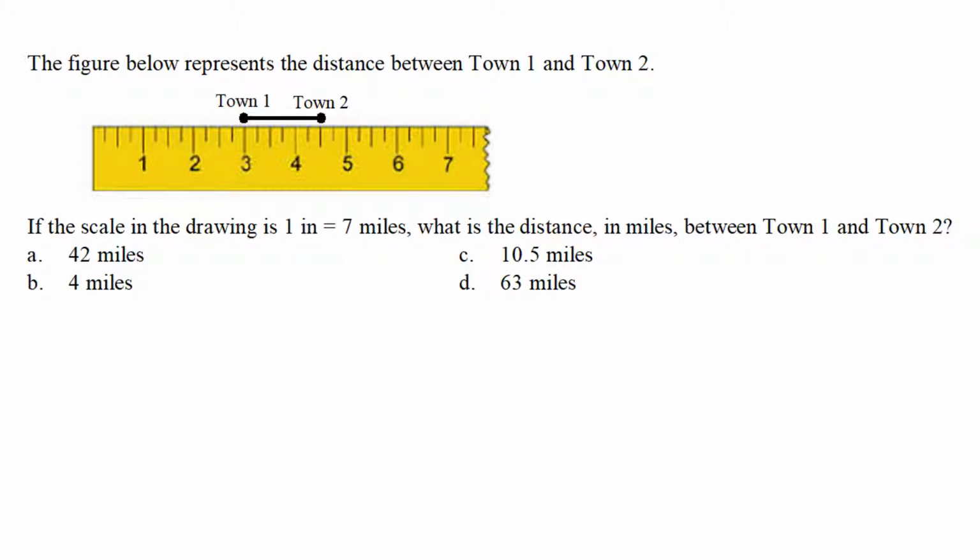Okay, so the figure below, the distance between town 1 and town 2 is 1 and a half, or 1.5. And the scale is each inch is 7 miles, so that's 1.5 times 7. Okay, 1.5 times 7, I'll do it this way. 5 times 7 is 35, and 1 times 7 is 7, so that's 10.5, done.